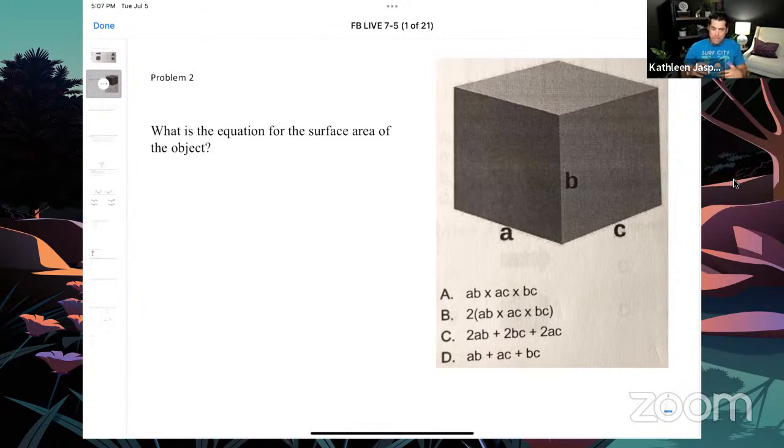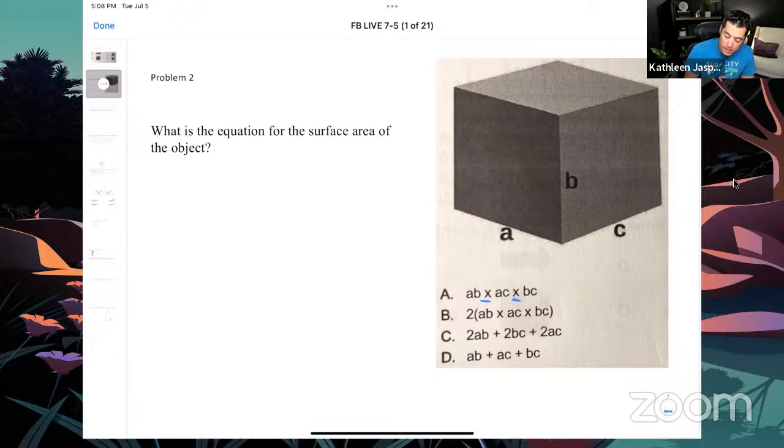It says, what is the equation of the surface area of the object? And so we look at this object, we have this square, its dimensions are A, B, and C. Each of the answer choices, just so you know, this is AB, this is multiplied, this is times AC times BC, okay? So what do we know of surface area? Surface area is going to find the area of all sides of this shape.